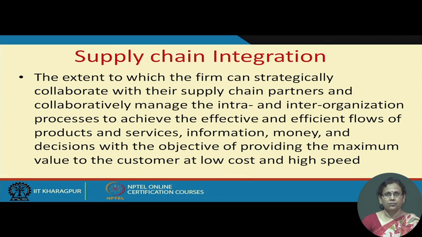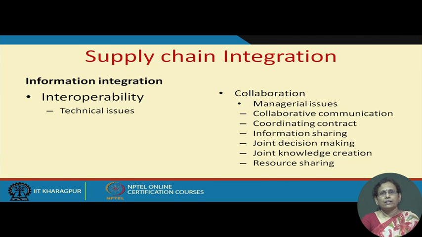Now, the supply chain integration has two aspects. First, interoperability, which is about dealing with the technical issues of information integration. Then, the second one is collaboration, which deals with the managerial issues and it has many different aspects. For example, collaboration can happen through collaborative communication, through some kind of contracting, which is a strategic level activity. Then, this collaboration can happen through appropriate information sharing, through joint decision making, joint knowledge creation and resource sharing.